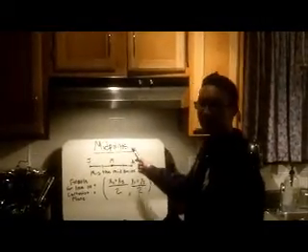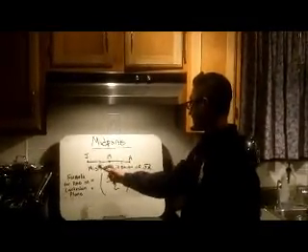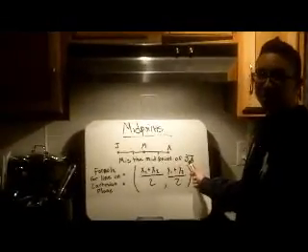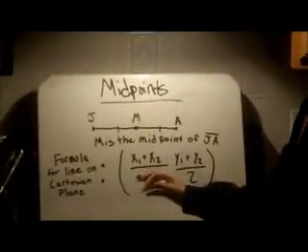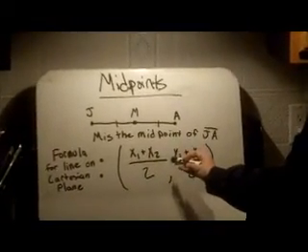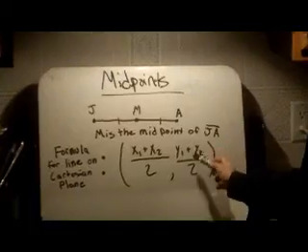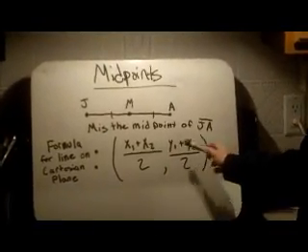Our first lesson here is midpoints. As you can see, M is the midpoint of segment JA. The formula for the Cartesian plane is (x1 plus x2) over 2, and (y1 plus y2) over 2.